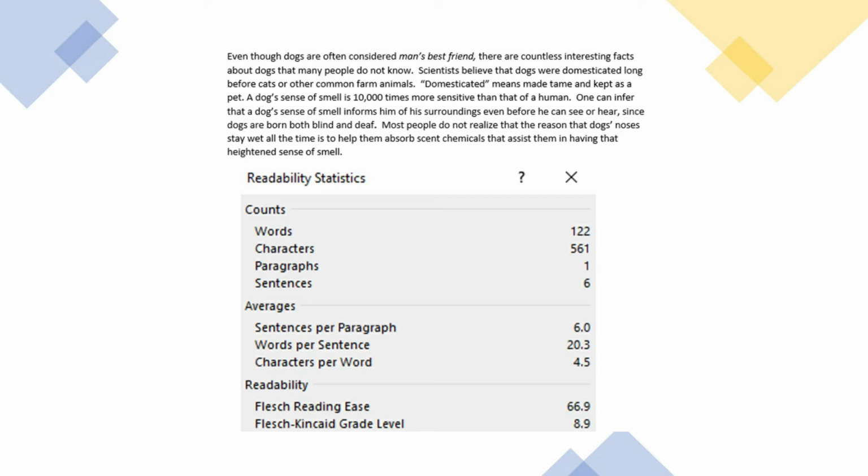The reading ease was 66.9, which means of all the people who can read, about 67% of the readers could read this pretty easily. And the Flesch-Kincaid grade level that was assigned to it was an 8.9, which means it's almost a 9th grade reading level, which is okay. It's a high school reading level, much improved over the first paragraph.